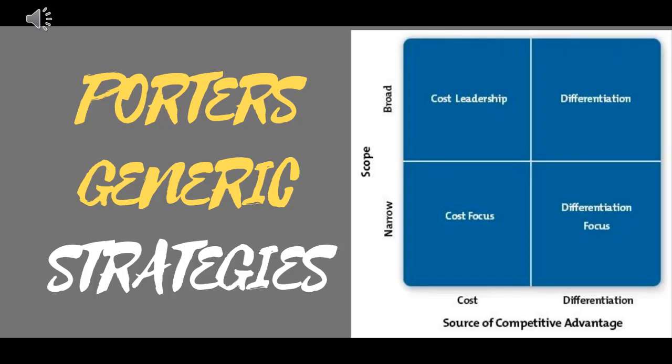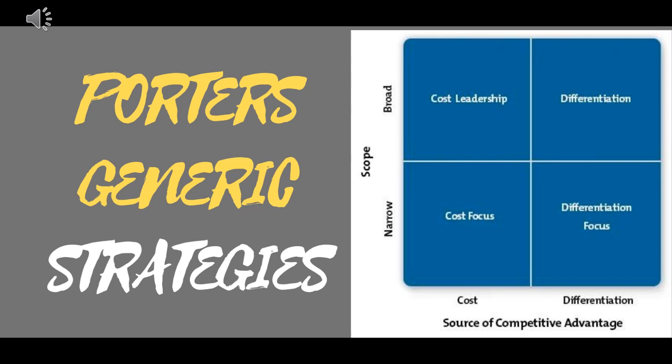Okay, now we talk about Porter's generic strategies. What exactly are Porter's generic strategies? Porter suggests that there are three different types of generic strategies that an organization could follow. What are they? They could be cost leadership, differentiation, or focus, which we could also call niche player.